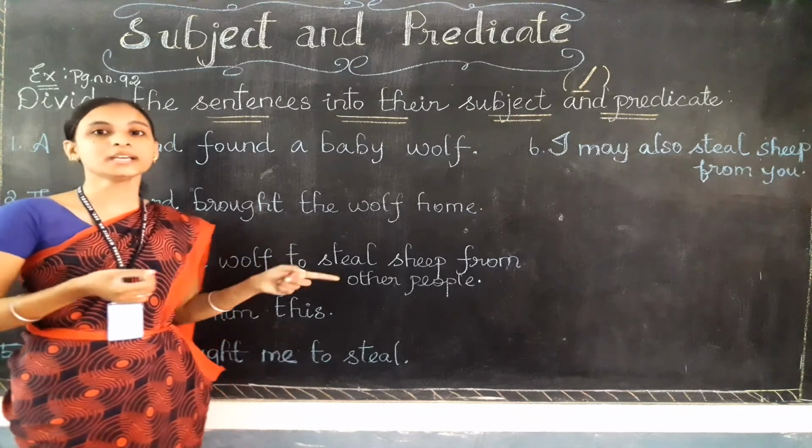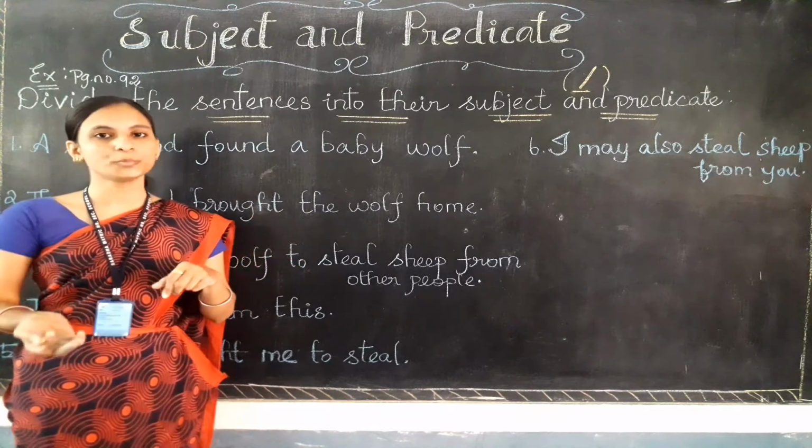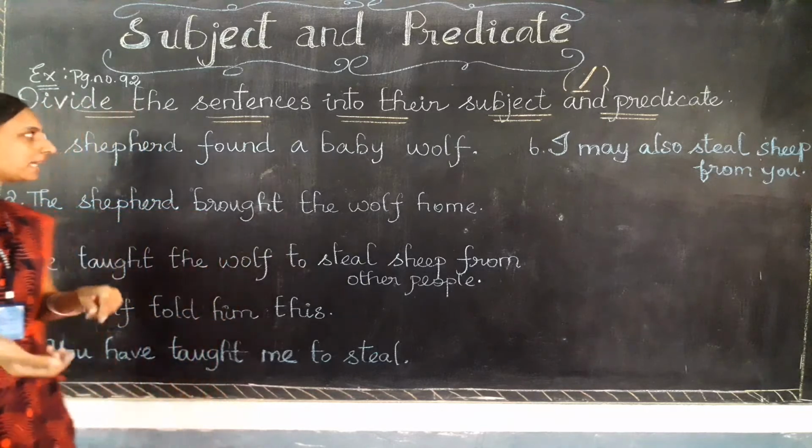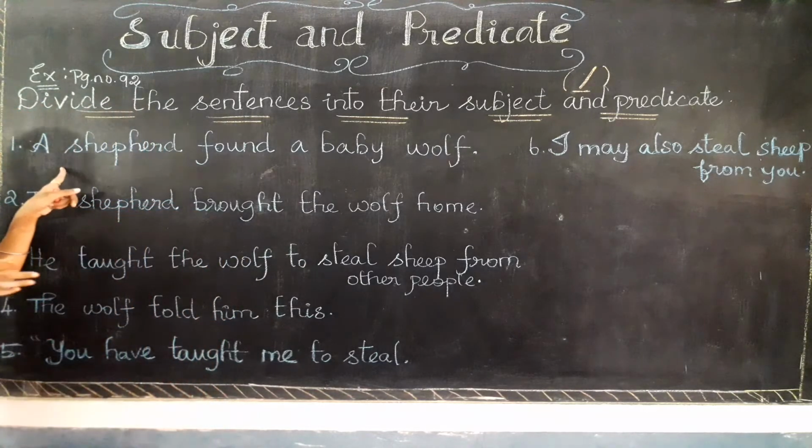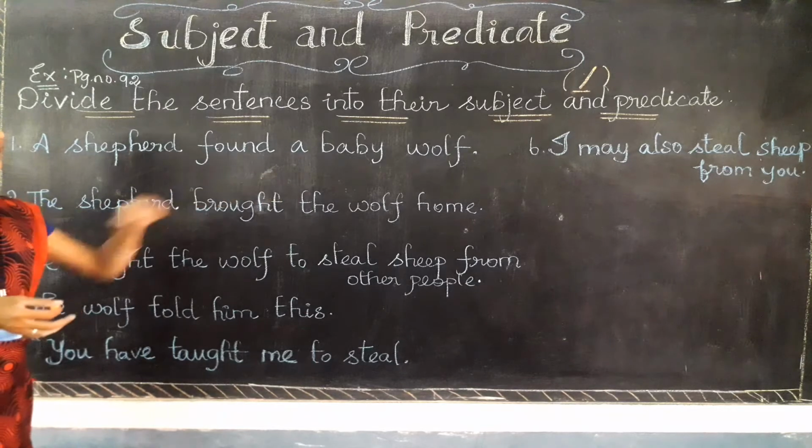Okay, so let's start. Divide the sentence into two parts, that is subject and predicate. So the first sentence is: A shepherd found a baby wolf.